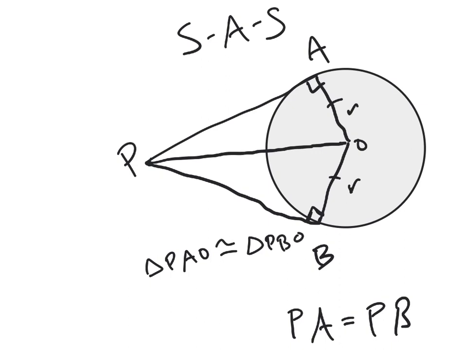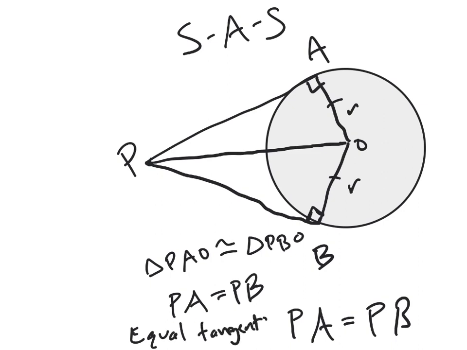And if it's congruent, we know that their side lengths are the same for each respective angle. So PA equals PB. And done. That is known as the equal tangents theorem.